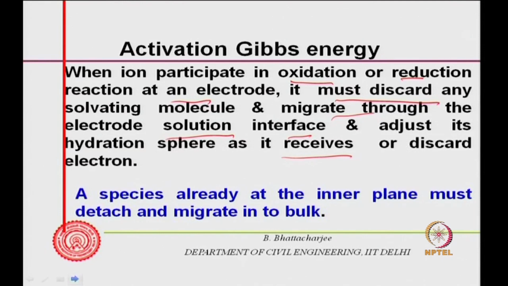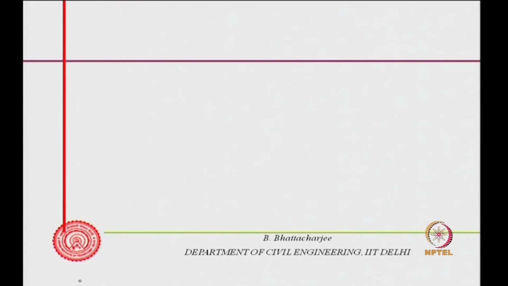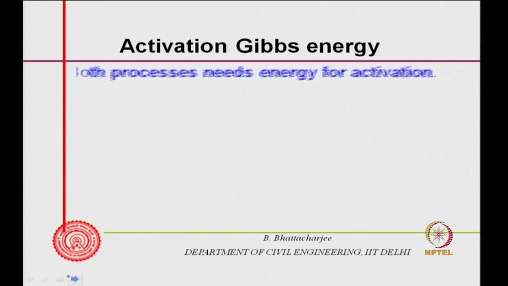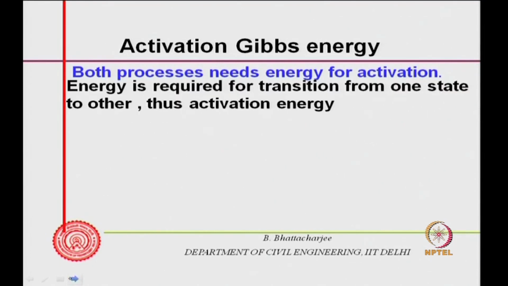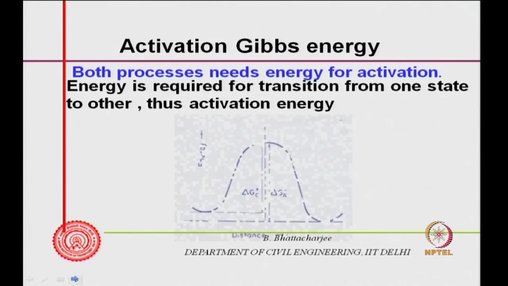So, a species already in the inner plane must dispatch and migrate into the bulk. If it is in the inner plane of the metal, it must migrate into the bulk. If it is already in the solution, it must discard its solvating molecule, pass through the interface and get into the bulk metal. So, both these cases would need some energy, and this activation energy would be needed. Energy is required for transition from one state to another, so we call it activation energy.